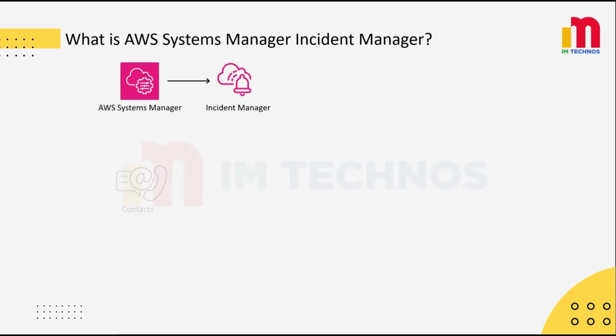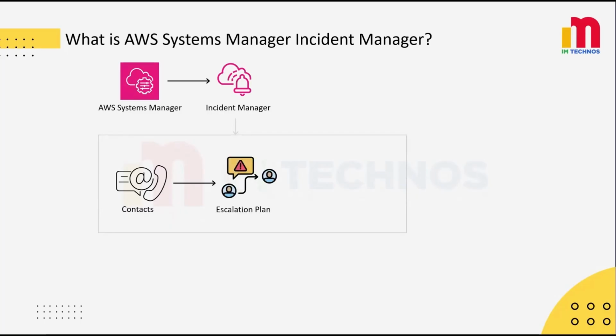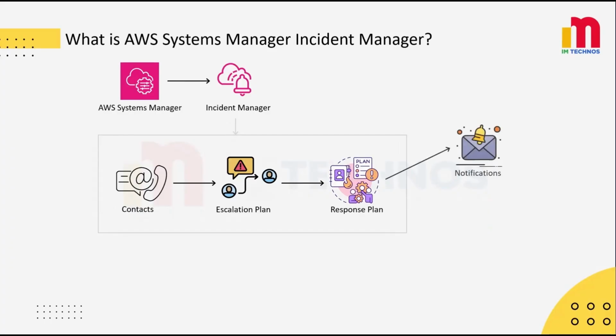The process begins with setting up contacts, which define the individuals or teams to be notified during an incident. Next, we create an escalation plan, which ensures that if the primary contact does not acknowledge the alert, it automatically escalates to the secondary contact, such as managers or stakeholders. With the escalation plan in place, we then define a response plan. A response plan brings everything together. It links to escalation plans for notifications and also specifies automated actions such as running SSM automation runbooks, invoking Lambda functions, or engaging chat channels like AWS Chatbot.